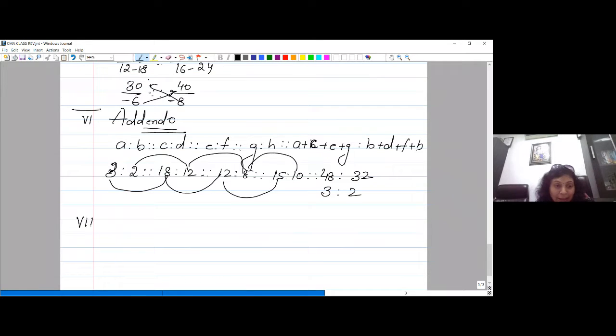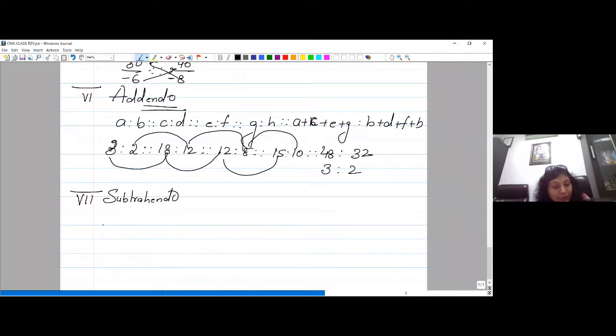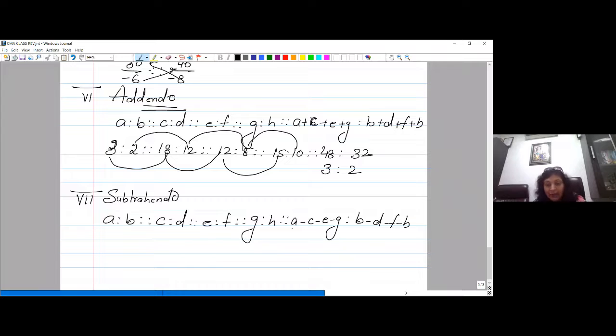And the last property is subtrahendo. Subtrahendo says if more than two ratios are in proportion, A is to B in proportion to C is to D, in proportion to E is to F, in proportion to G is to H, that means the difference of first terms and the difference of second terms are also in the same proportion. That means (A minus C minus E minus G) to (B minus D minus F minus H), they are also in the same proportion.